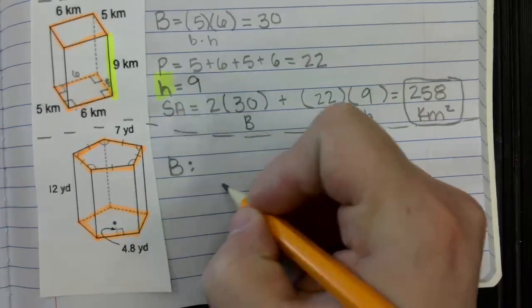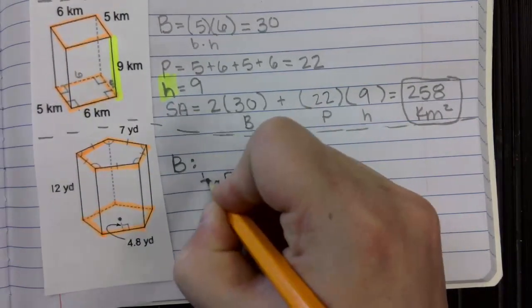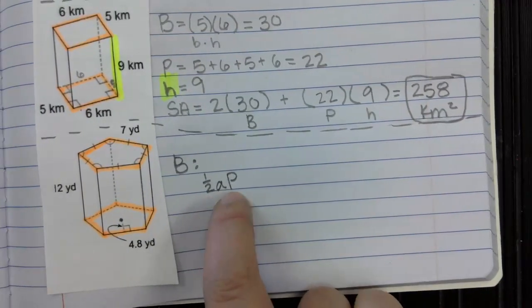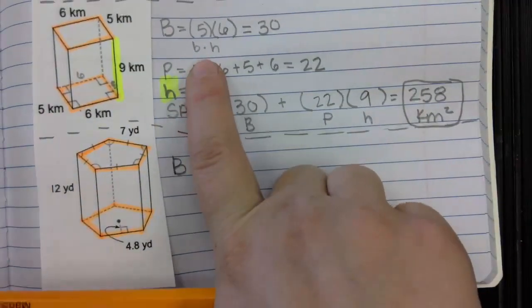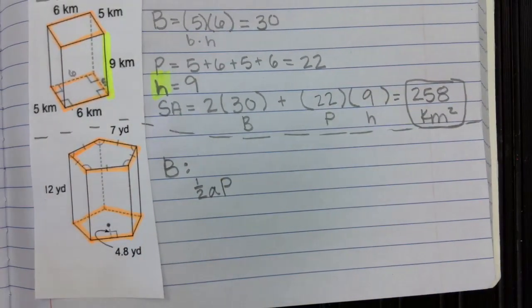Good, we use our apothem and perimeter, but what else? Half. So 1/2 apothem times perimeter. So this is going to change depending on the prism you're working with. And this last one we just did base times height, and the first one we did half base times height. This time it's half apothem times perimeter.